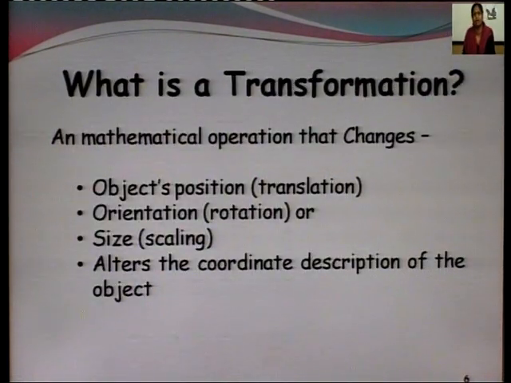So, what is a transformation? Basically, it is a mathematical operation. That mathematical operation changes the object's position. Changing the object's position is called a translation of the object. It may change the orientation by rotating the object. We can change the size of the object by scaling or descaling it. Its ultimate result is altering the coordinate description of the object.